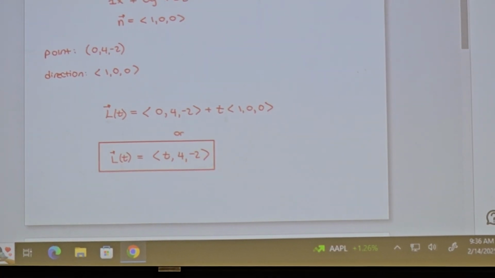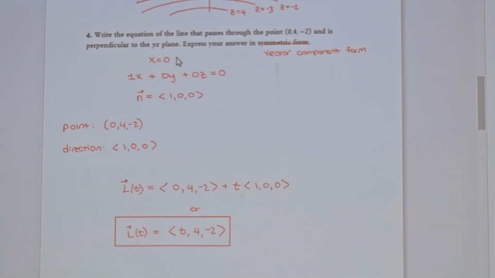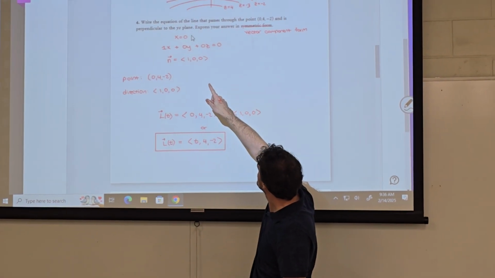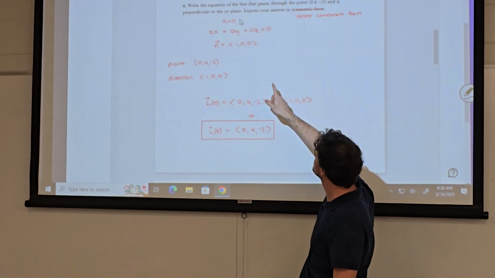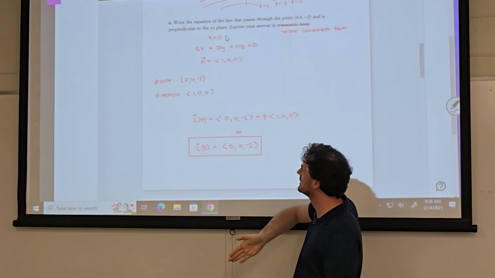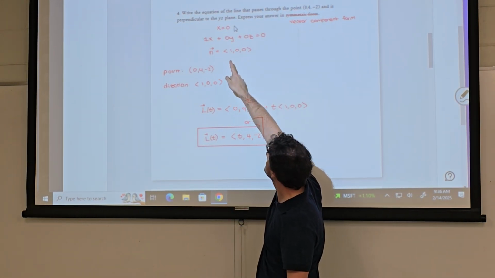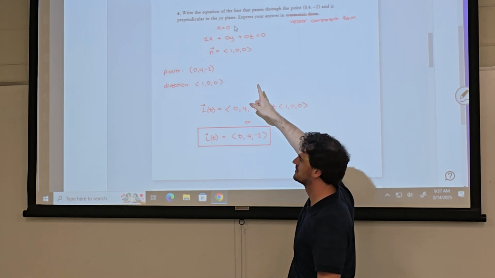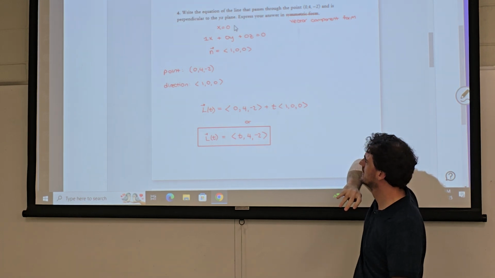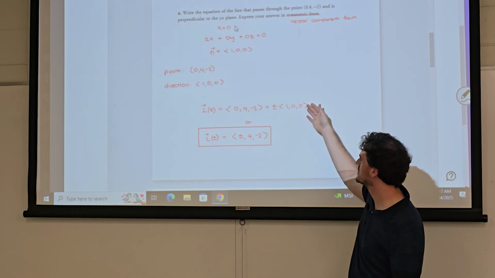Or write the equation of a line that passes through the point and is perpendicular to the YZ plane. So the first thing I don't think anyone got wrong. The YZ plane, if I want to be perpendicular to the YZ plane, I'm looking at x equals 0. Okay? Well, don't forget that can be written as 1x, and no y's, and no z's. So my normal vector is 1, 0, 0. So now I have a point, I have a direction vector, you just drop it into your vector component.